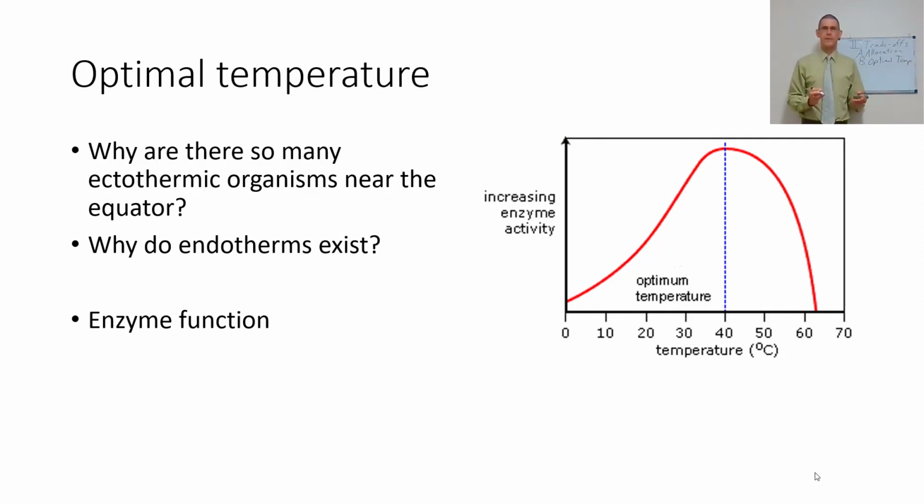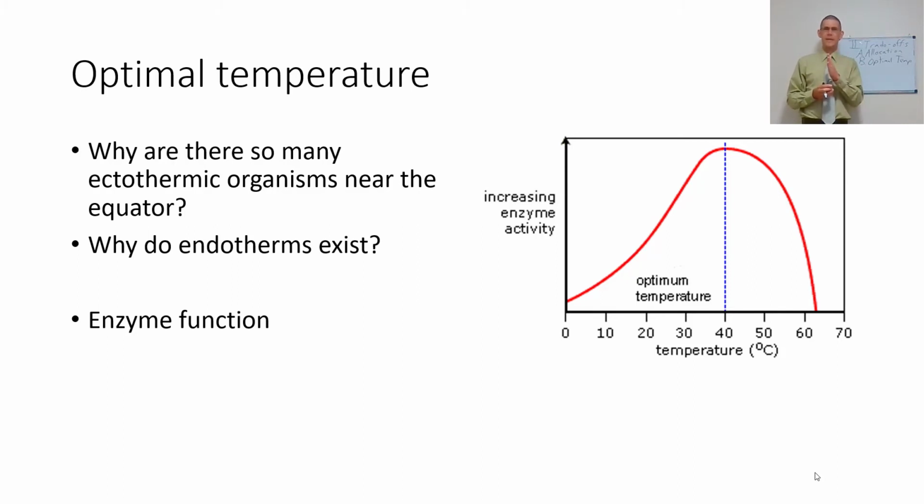Below the optimal temperature, there is less function. Above the optimal temperature, there is more denaturing. Okay, cool. An organism that maintains itself at a climate where the outside temperature matches the inside optimum temperature for enzymes, that's an ectothermic organism.